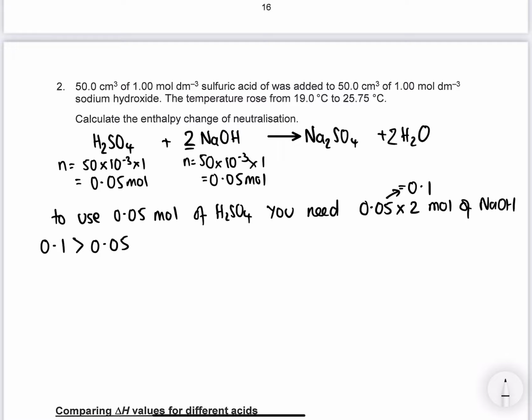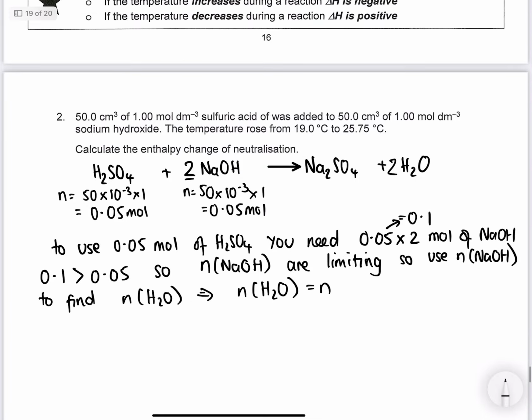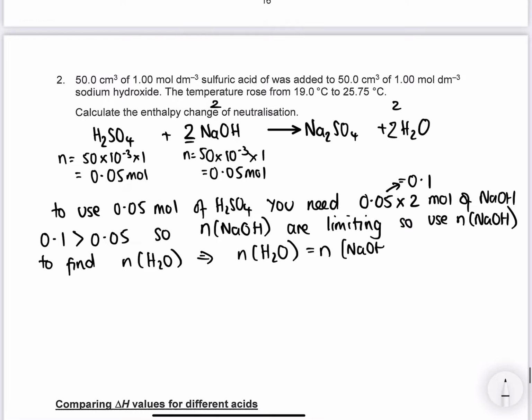0.1 is greater than 0.05, so the moles of NaOH are limiting, haven't got enough to use up all the sulfuric acid. So use moles of NaOH. You always use the limiting reagent because that's the maximum you can use to find moles of water. So moles of water equals, because the ratio of water to NaOH is 2 to 2, moles of NaOH, and the moles of NaOH that we actually have is 0.05 moles.